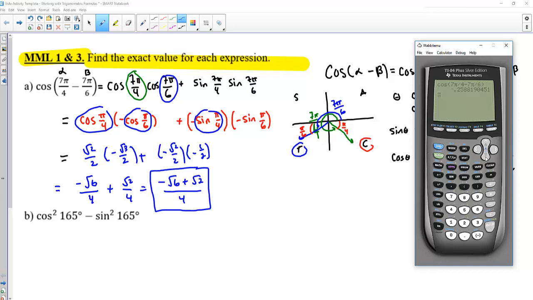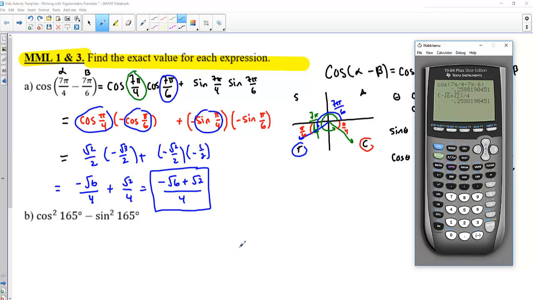And then I can check whether it's the same thing as this negative square root of 6 plus square root of 2 divided by 4. So let's check that. So in parentheses, I'll put a negative second square root of 6, kick it out, plus second square root of 2, kick it out, and then in parentheses, divide by 4, and it checks. So I know I did it correctly.